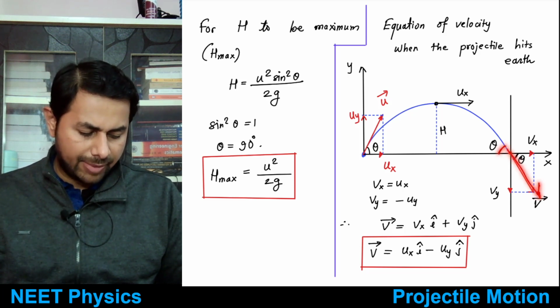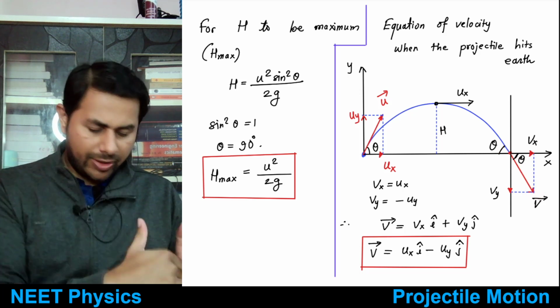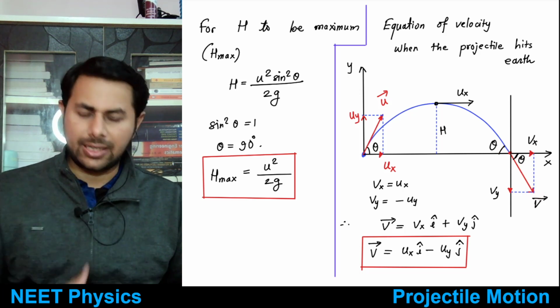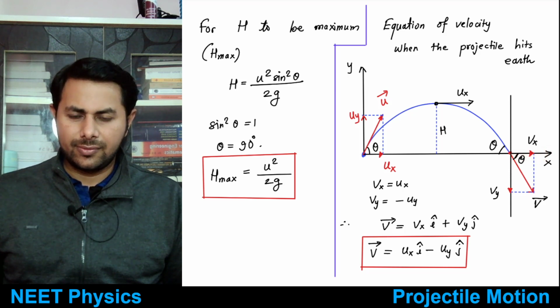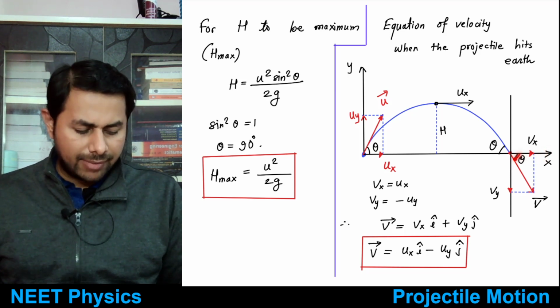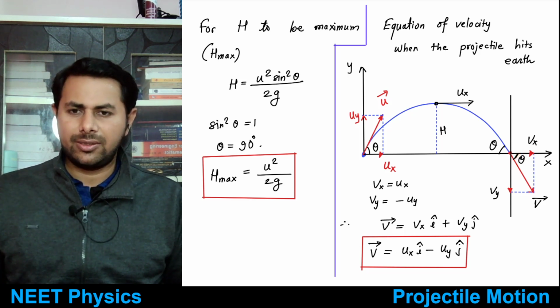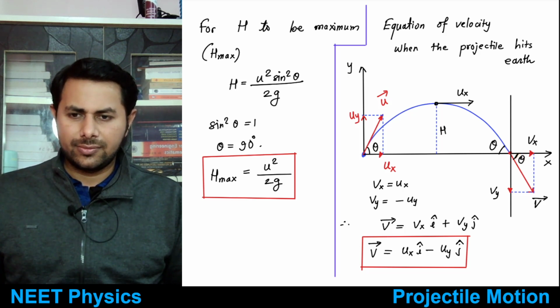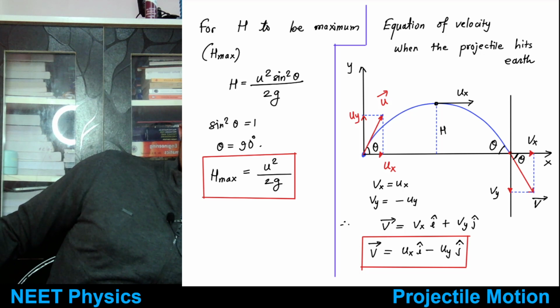So this is the angle made by its velocity, the velocity of the projectile, with the positive x-axis. Okay, so the magnitude of the angle is theta, but now what about the direction? Tell me. Is this thing clear? Yes, no? The question is clear or not?